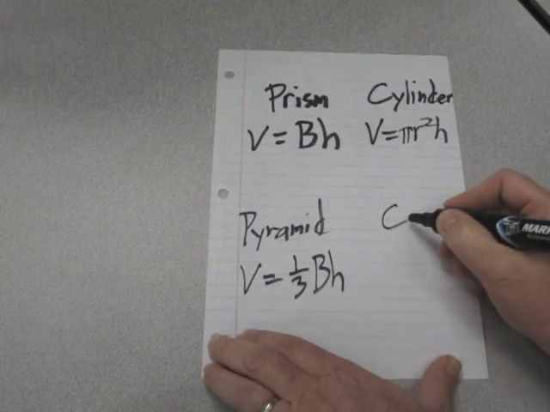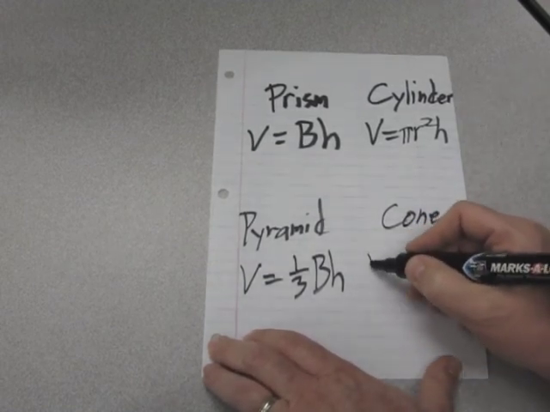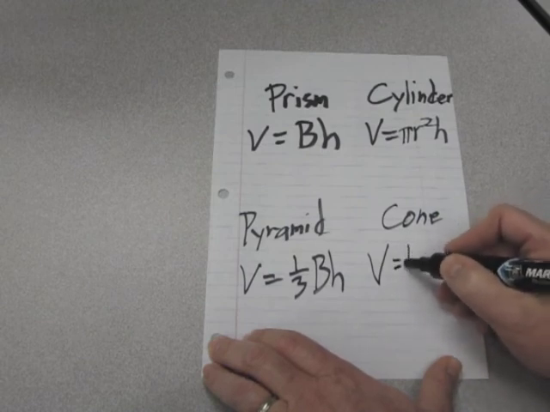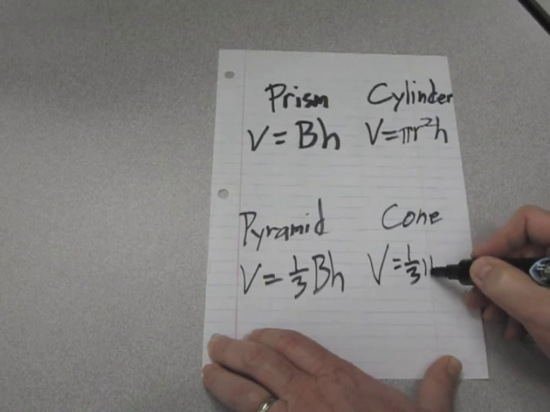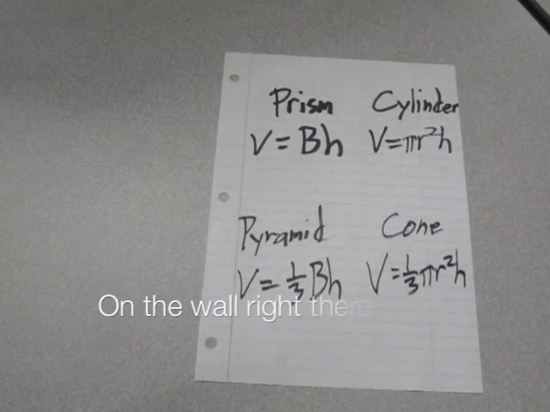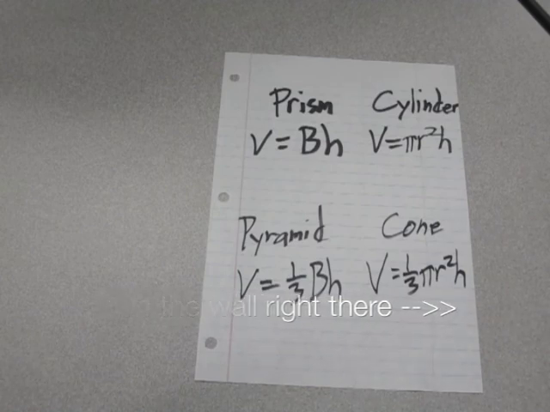Finally, you're going to run into a couple of cones, which, remember, is just like a cylinder. Its volume is the area of the base times the height, but 1/3 as much. So 1/3 pi r squared times h. Use these formulas, find the volume, find out how much these things will hold. Good luck.